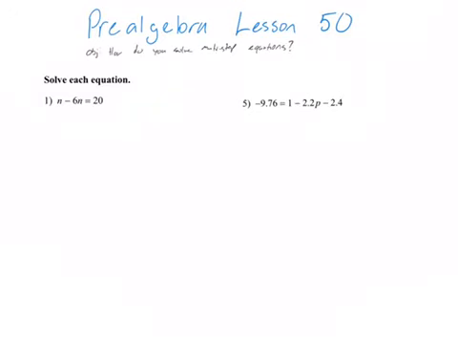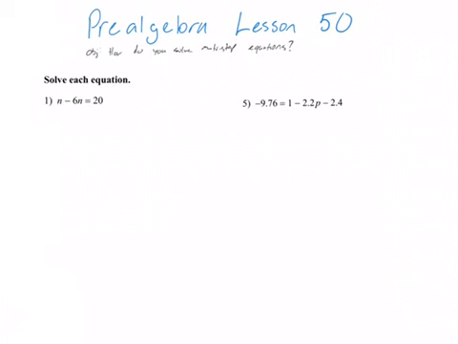This is lesson 50. Your objective for today is how do you solve multi-step equations? And really, just like you've been solving the rest of them, it's just maybe with another step or two. So let's see if we can just jump in and try this.